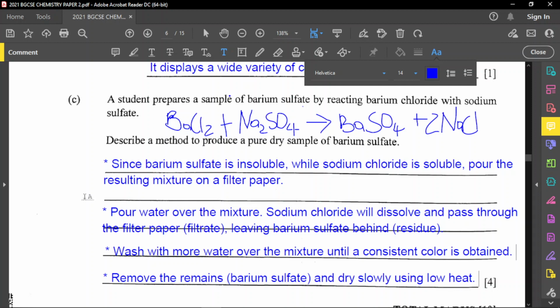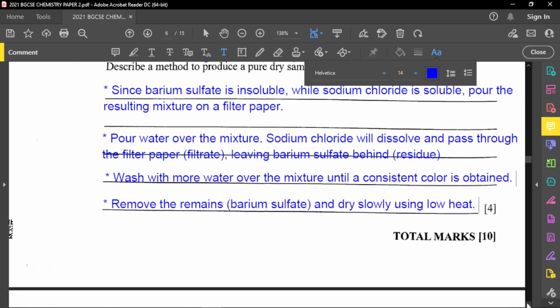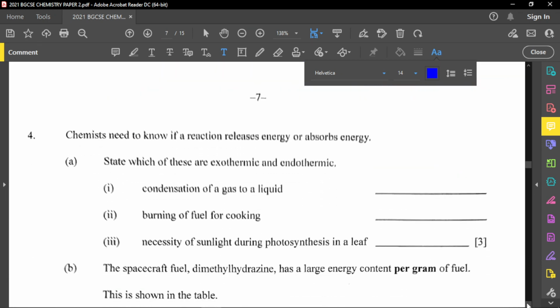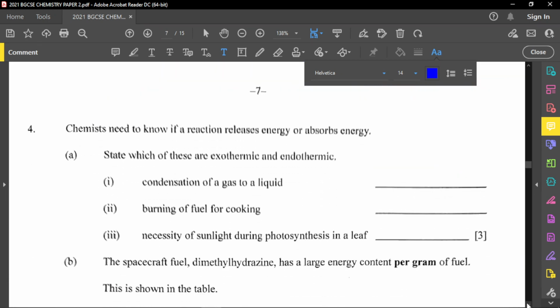Remember here would be aqueous in the first place. So of course, the barium sulfate will be solid, and then the sodium chloride will be aqueous, but you want to get rid of the sodium chloride from the mixture. All right, so we're going to do one more question. We're halfway here now, or technically halfway. When we finish number 4, we actually have the halfway.